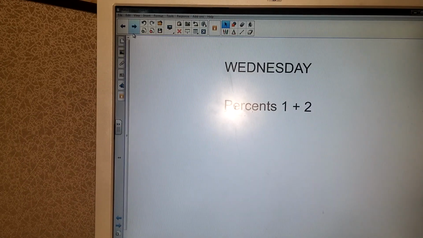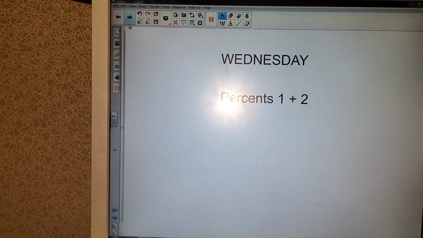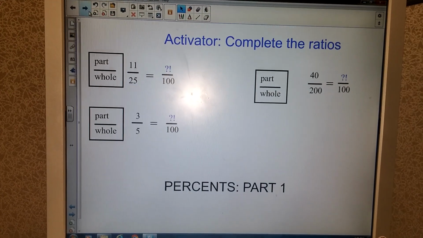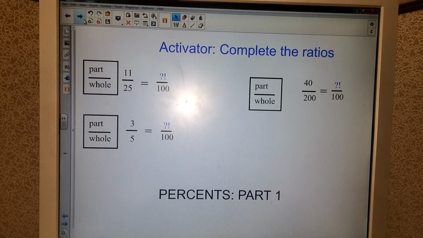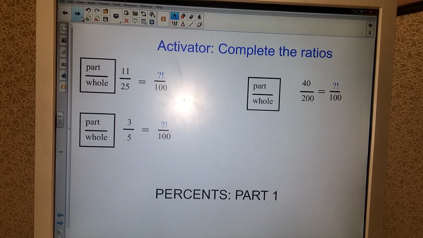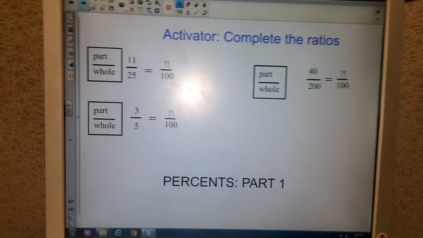Today, make sure you label your notebook, and you're going to be doing percents part 1 and 2 today. First, the activator: percents. Remember, percents are per 100. So, take 30 seconds and change these three fractions into their equivalent out of 100.